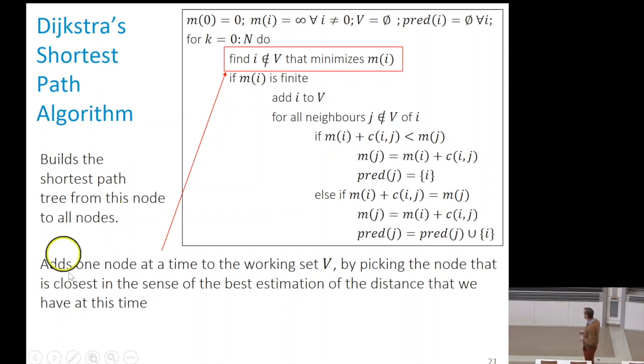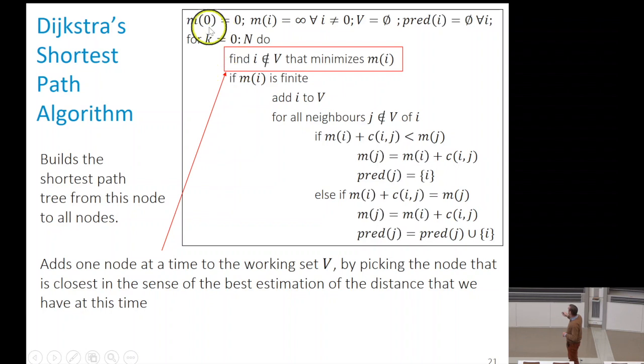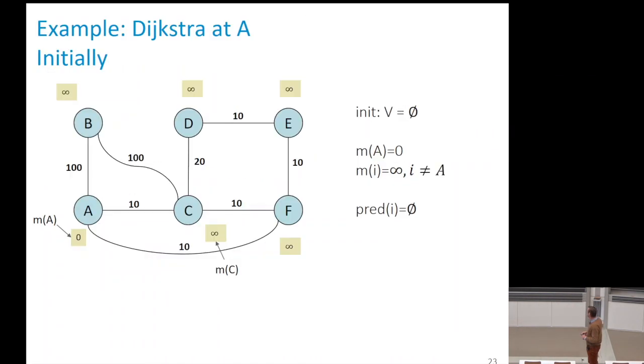It does exactly the sentence that is done here. It iteratively adds one node by adding the node that has the shortest distance estimated at this point. Right, that's what it does. It starts by originally giving to itself a distance of 0 and a distance of infinity to all other nodes.